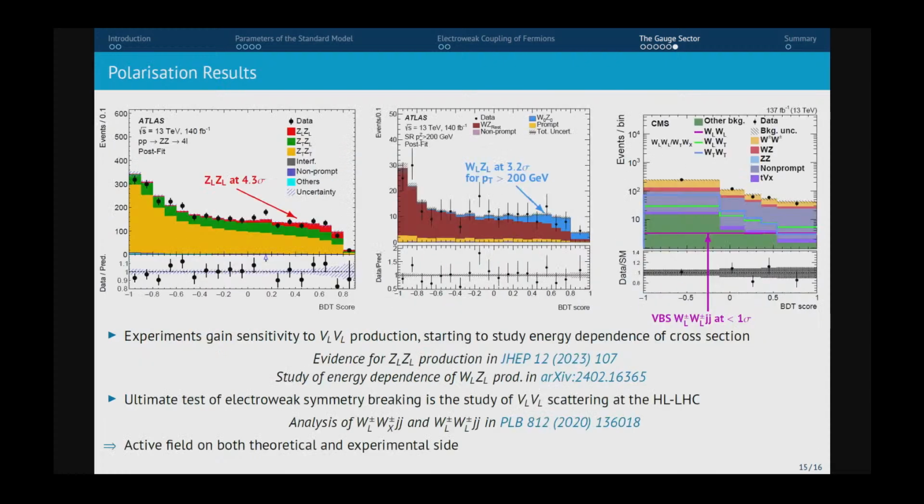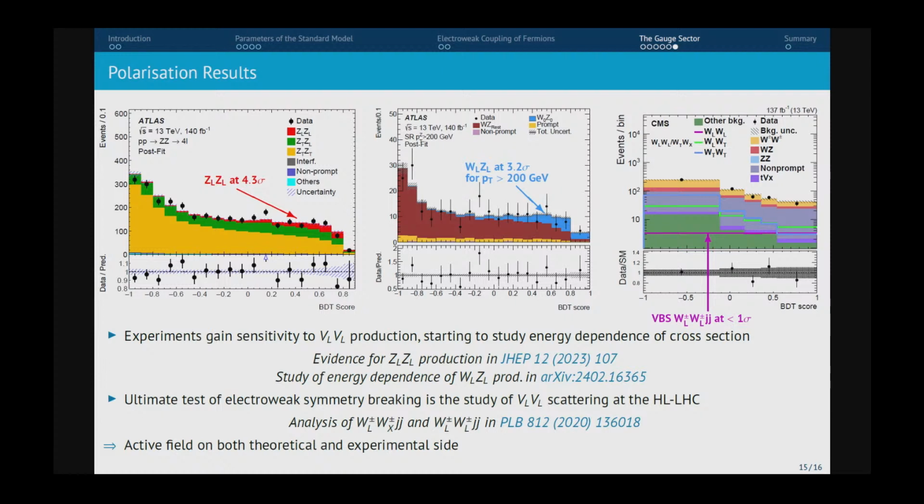Now, recent progress here is that we obtained evidence for the production of two longitudinally polarized Z bosons. Again, a fit, in this case, to a BDT, and you see the red signal is the double longitudinal polarization. For WZ production here, we already started studying the energy dependence, and we have experimental access to values of the pT of the Z boson up to 200 GeV.